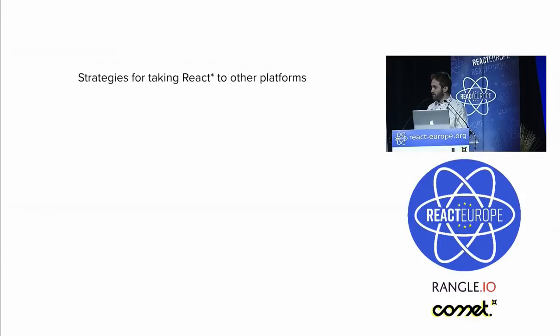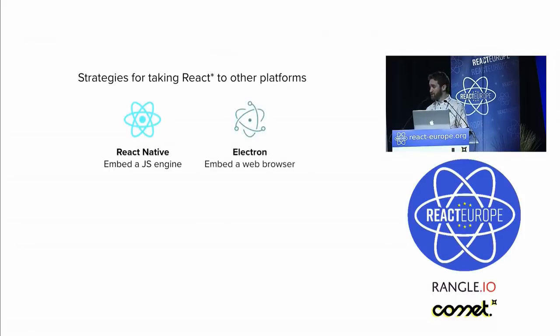I put React star because even things that are sort of React-like, I would consider in the same category. So anything that's like a declarative UI framework. So React Native, the strategy there is let's embed a JavaScript engine, you write React. Electron, let's embed a web browser, you write React. Component Kit, this one's a bit different. If you're not familiar with it, this is a view framework for iOS based on React. So it's essentially the React component API, but native for iOS.